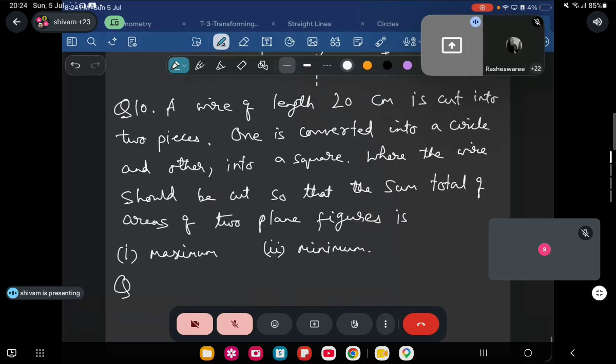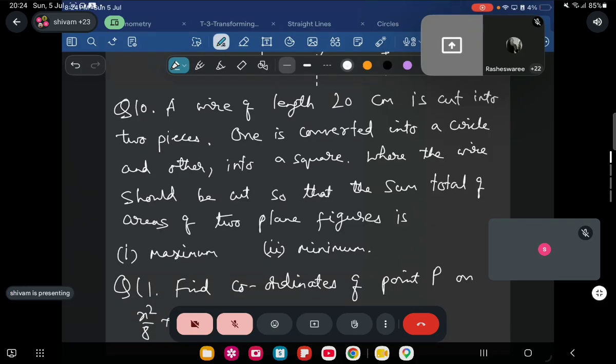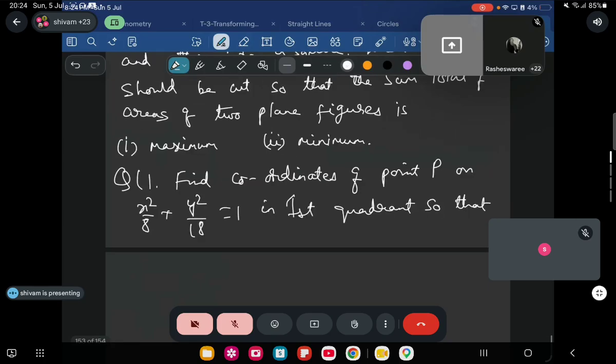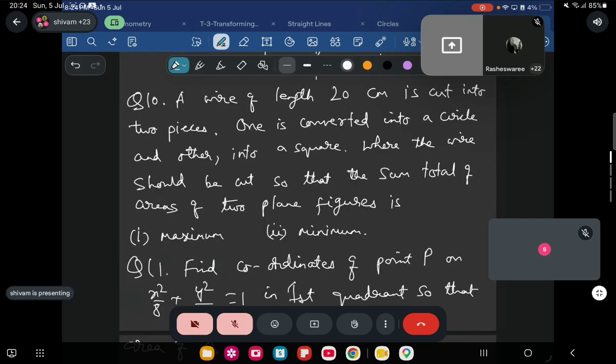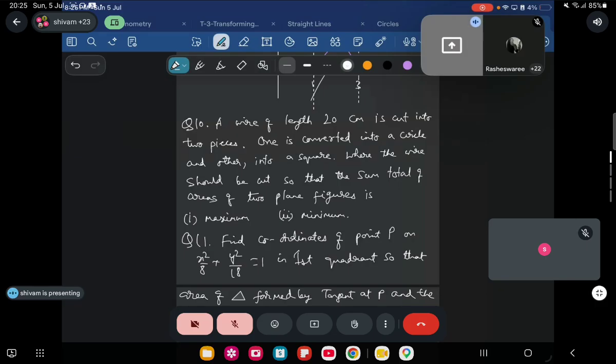Okay, after this one last question, question number 11. Find the coordinates of point P on x square by 8 plus y square by 18 equal to 1 in the first quadrant, so that the area of the triangle formed by the tangent at P and the coordinate axes is minimum.